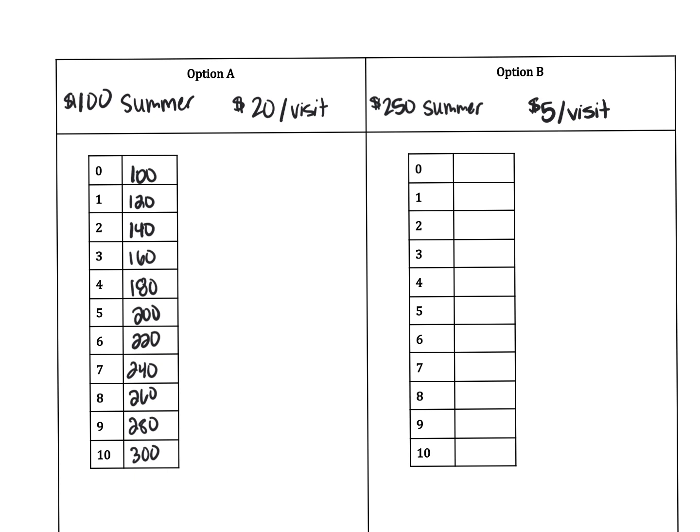Now for option B, again, if we for whatever reason select option B but never go to the pool, we are still paying $250. And then each visit after that is another $5. So here we can see that our value will go up or increase by $5 each time.